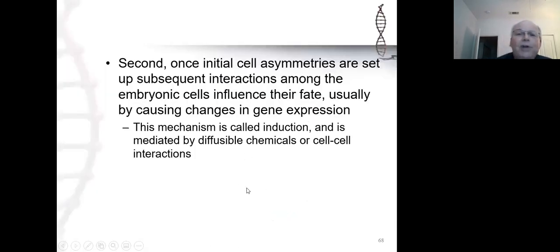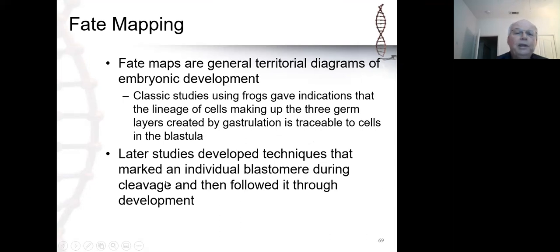Once you have those asymmetries, then there needs to be some sort of signaling, some interaction between cells or some regulatory mechanism that starts the cells down the pathway to their final fate. Again, this would be changes in gene expression. So we can track the movement of cells down these developmental pathways in a number of different studies.